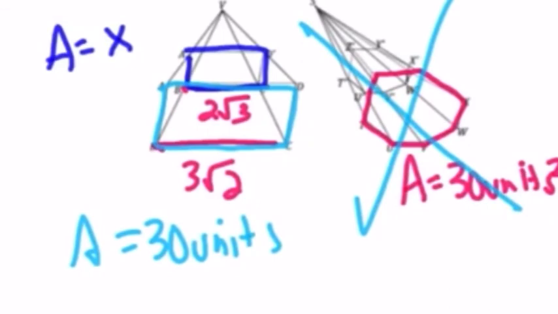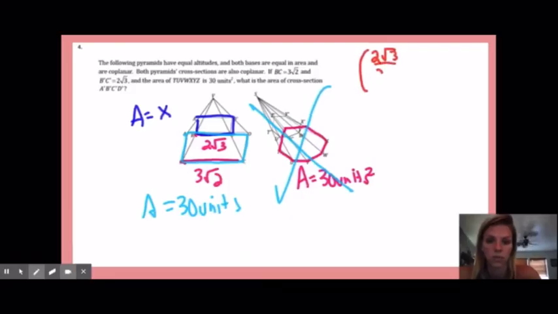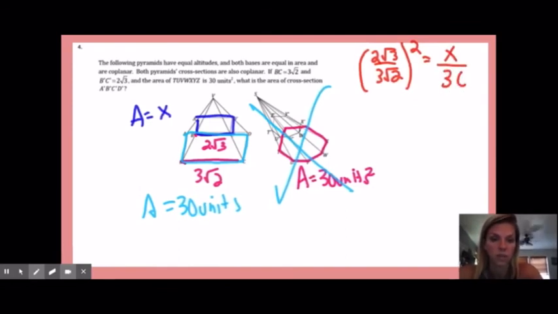Side over side squared. So I'm going to do 2 square roots of 3 over 3 square roots of 2 squared equals, I put the smaller one on top. I don't know the area of the smaller one. I'll call it x over the area of the big one is 30. Don't be thrown off by that 2 squared to 3 squared. Do it in your calculator, and do the top and bottom separately. So I know 2 square roots of 3 squared is 4 times 3, 12, over 3 square roots of 2 squared is 9 times 2, which is 18, equals x over 30.